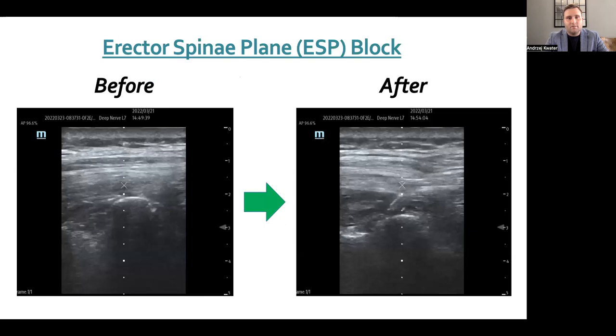Again, here's an ultrasound image of a block that I did some months ago. This was a thoracic erector spinae plane block. On the left, identifying that surface anatomy of the transverse process, that nice squared off bony surface of the transverse process, the erector spinae muscle adhering to the top of it. And then on the image to the right, after injecting the local anesthetic, you can see that band of local anesthetic now lifting the erector spinae muscles up and spreading in the cranial and caudal direction.